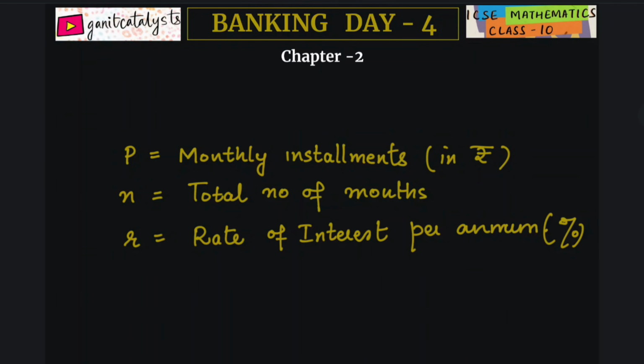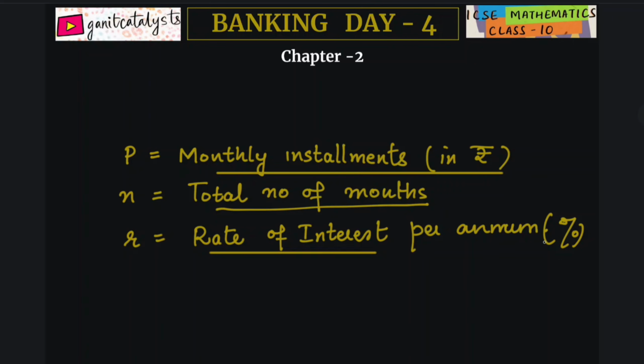Before we solve board problems, let's lock in our definitions and terms. Grab your notebook and write these down. First one is P. P is the monthly installment in rupees. Second is N, which is the total number of months. And R is the rate of interest per annum, in percent. Now if the time is 2 years, then N is equal to 2 into 12, which is 24 months.